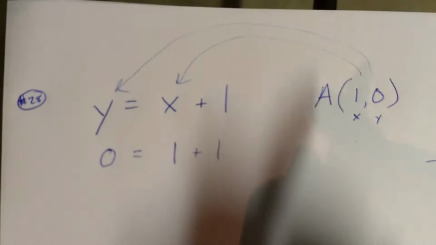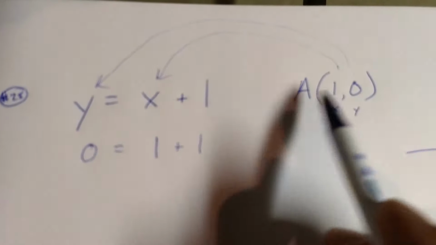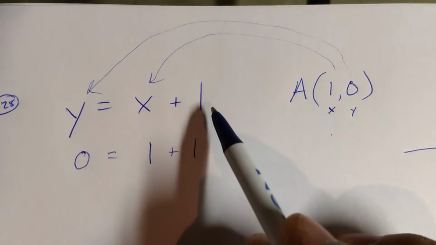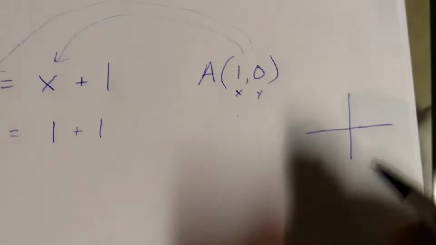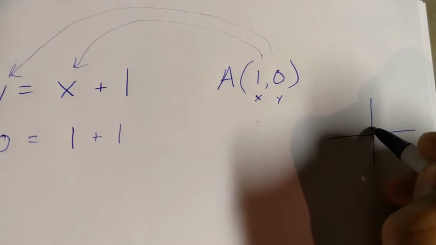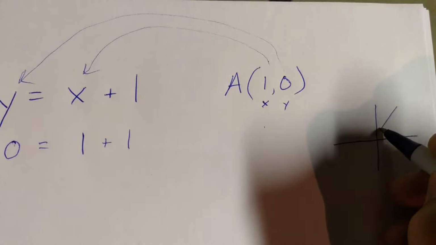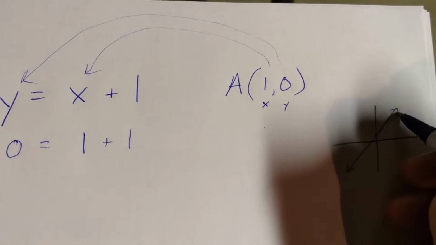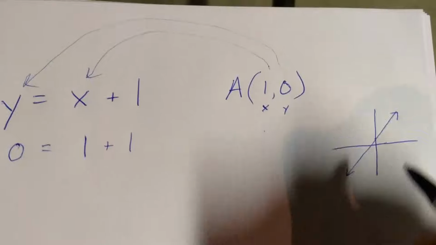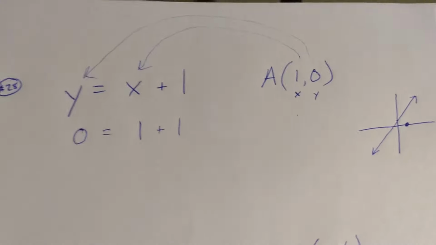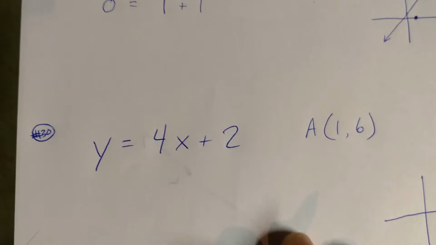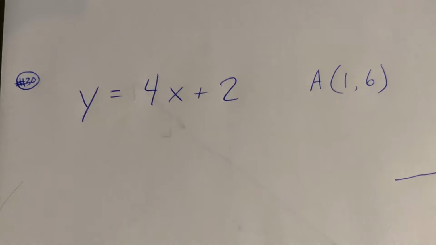So what we can say is that this point 1, 0 is not on the line y equals x plus 1. If I actually graphed out the line y equals x plus 1, it would look something like this. And point 1, 0 would be over here, not on that line. Let's do one more like this, but you'll see this one actually does work. We're going to find the point ends up on the line.